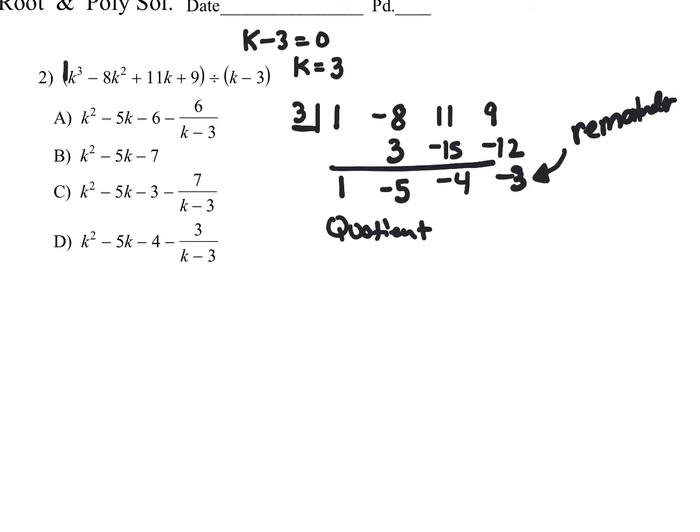And so we've divided a factor, so we're left with 2 factors. So it's going to be 1k squared minus 5k minus 4 plus our remainder, which is minus 3 divided by k minus 3. So our answer is D.